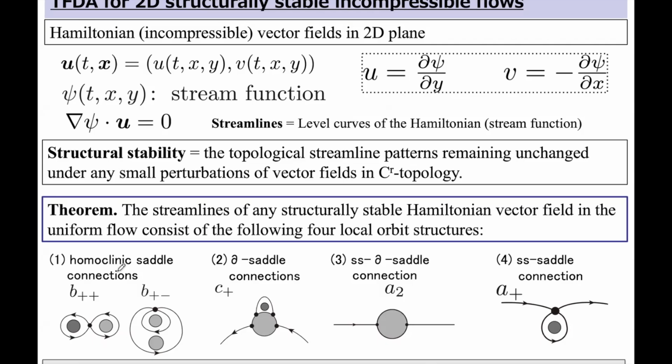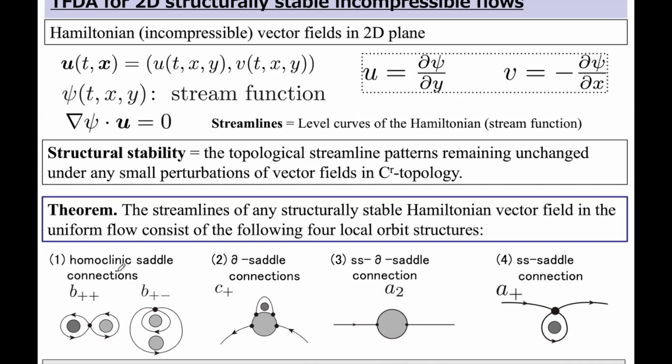For those topological structures, we assign special symbols, the COT symbols, to describe local topological orbit structures. For instance, for this category, we assign the COT symbol B. The plus and minus signs represent the flow direction along the homoclinic orbits. In this example we see two counterclockwise homoclinic orbits, so the COT symbol for this structure is B++. In the same manner, we can assign each topological pattern with its flow direction, as B plus-minus, C plus, and so on.